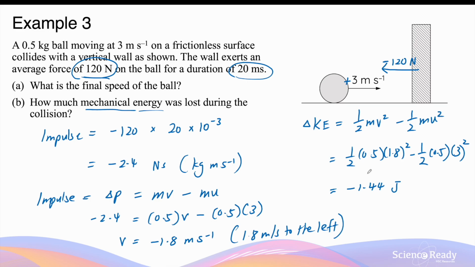This could include energy such as heat or sound. As you can imagine, the collision between the ball and the wall would result in a sound or acoustic energy and some amount of heat produced. This concludes the video on impulse.